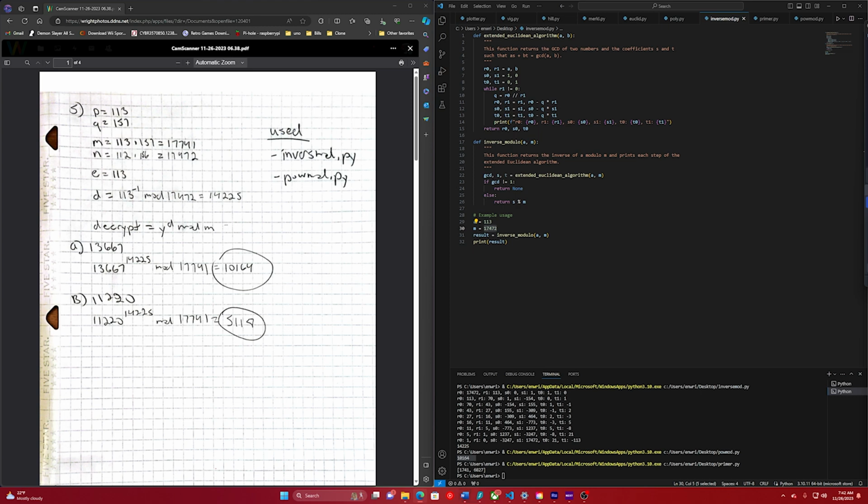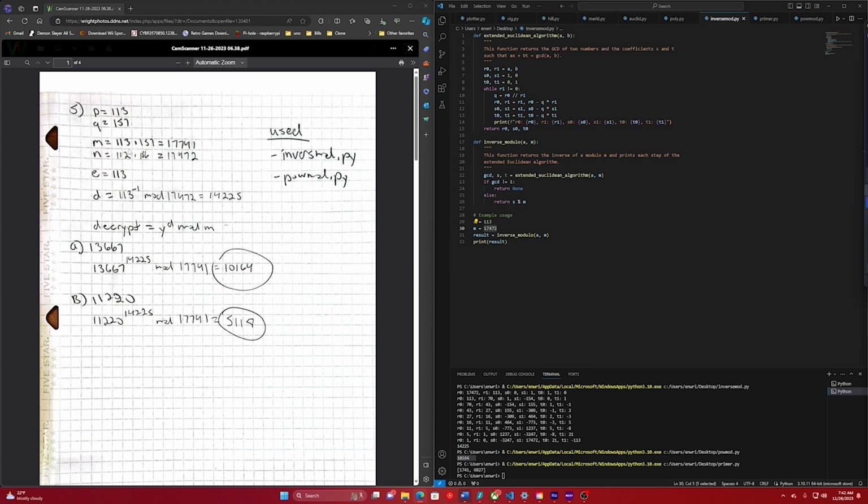So number 5 is Alice chose primes, P, Q, and an exponent. Determine her public modulus and private exponent for RSA. If she receives the following messages, determine the plain text that she obtains. So we got our stuff here. Modulus is P times Q. Get this number right here.